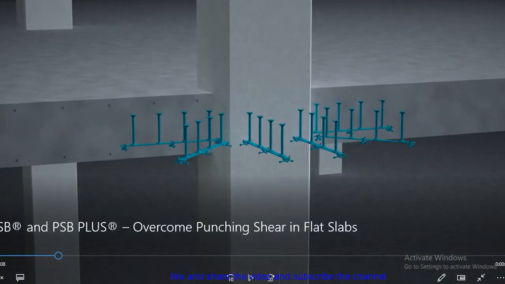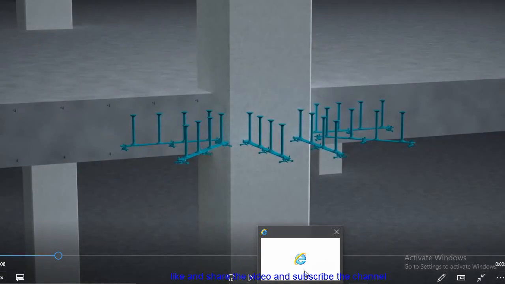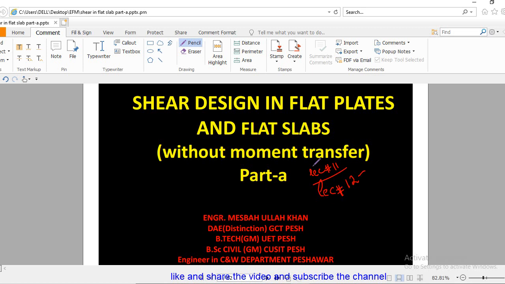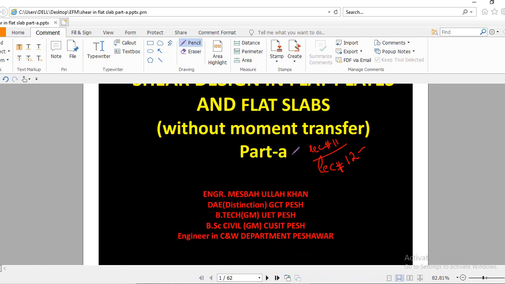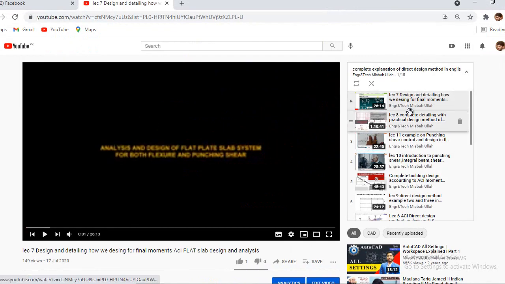Basically, in lecture number 11, we covered the theoretical portion of the shear reinforcement in the case of flat plates or flat slab systems with some new criteria of the ACI code. I covered how to control and how to design shear reinforcement in a flat slab system in lecture number 11 and lecture number 10.